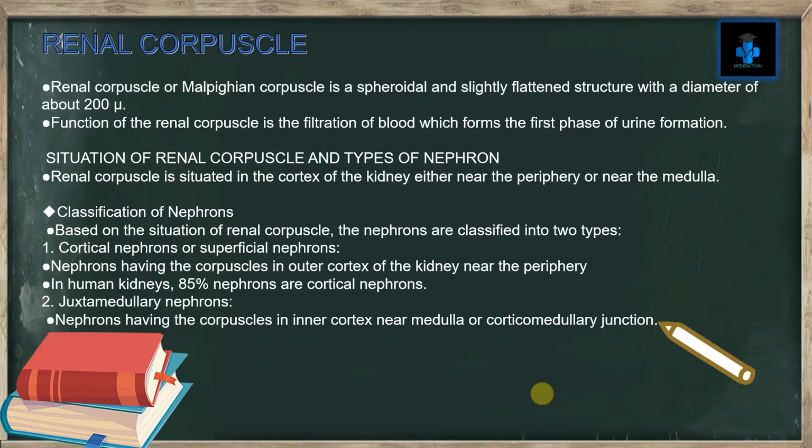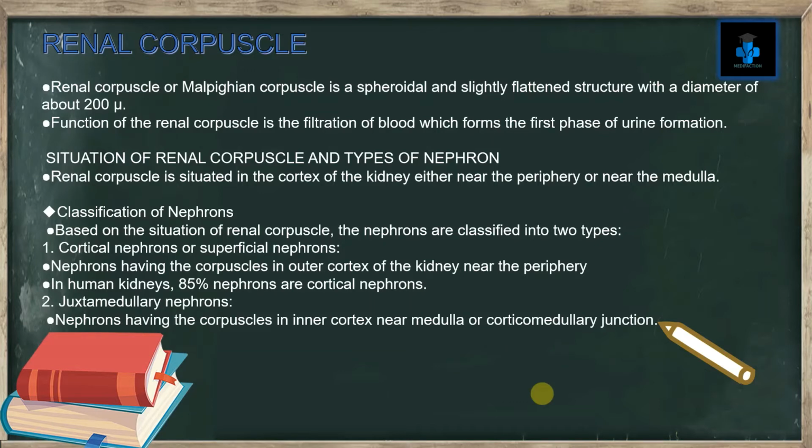Renal corpuscle. Renal corpuscle or Malpighian corpuscle is a spheroidal and slightly flattened structure with a diameter of about 200 microns. The function of the renal corpuscle is the filtration of blood, which forms the first phase of urine formation. Situation of renal corpuscle and types of nephron. Renal corpuscle is situated in the cortex of the kidney, either near the periphery or near the medulla.